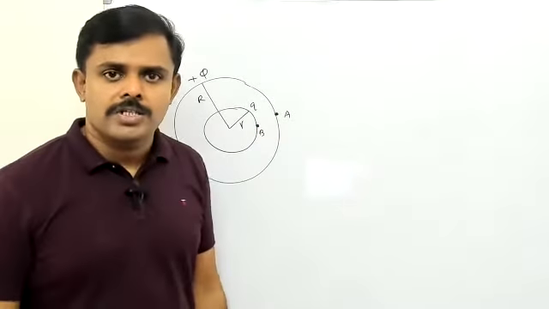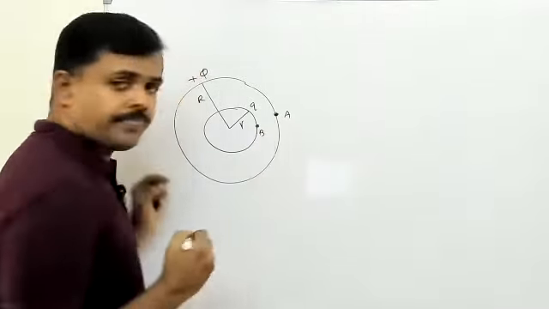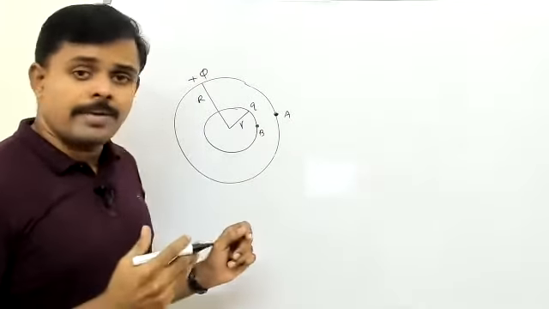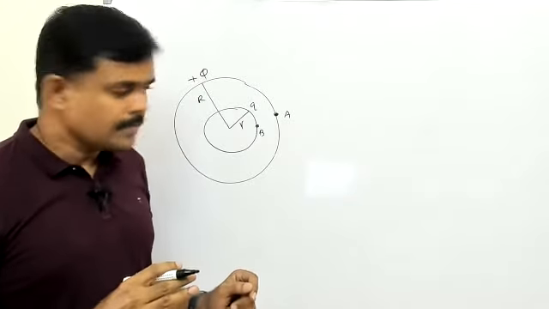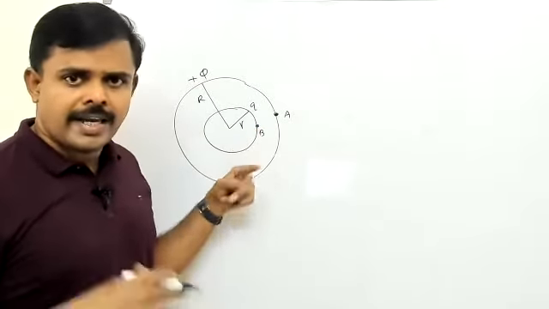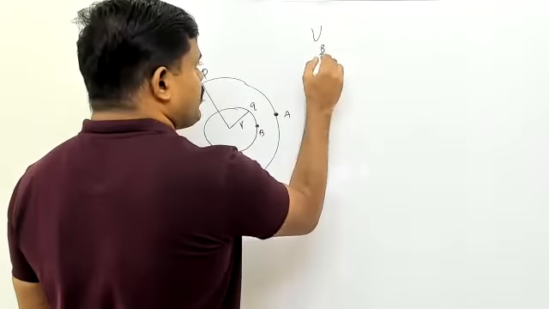So what is the question? I have to find the potential here and the potential here. On a first look, it may look very simple, but it is actually a complex one. I'll tell you why. What is the potential? I can write the potentials one by one. I'm writing the potential on B first.